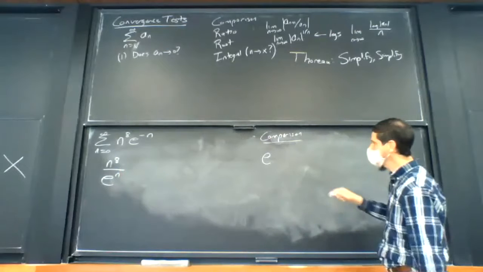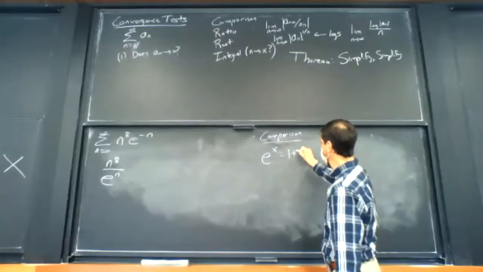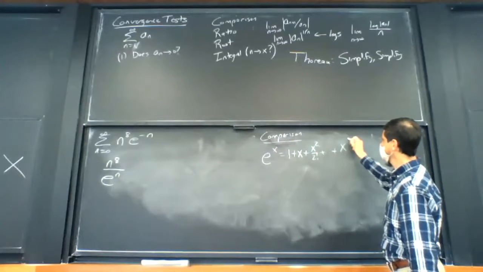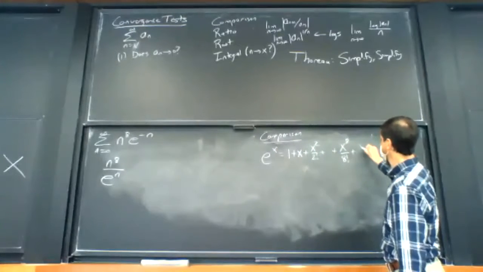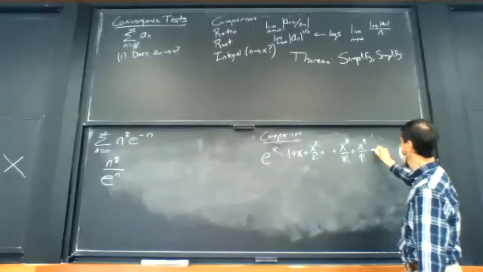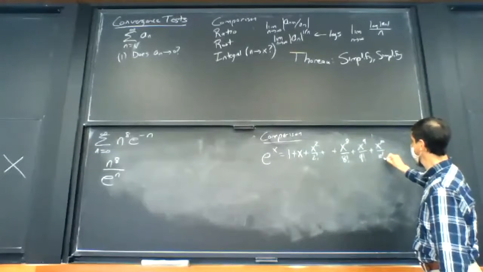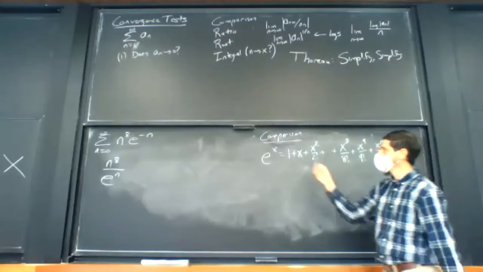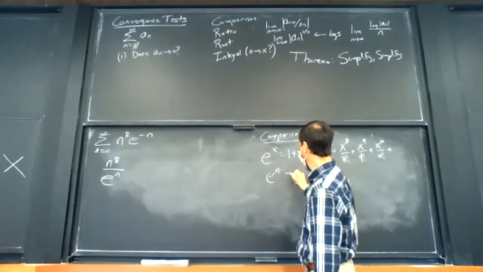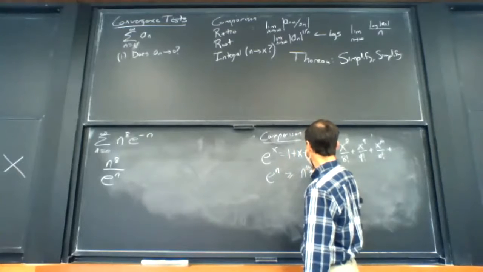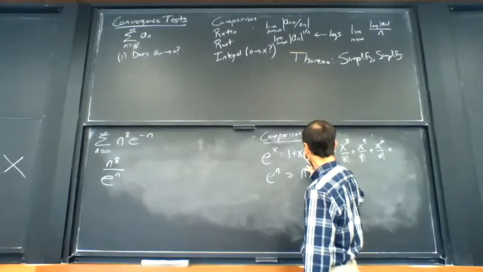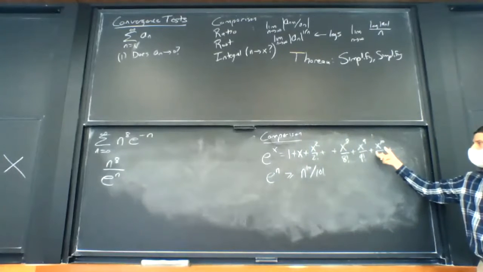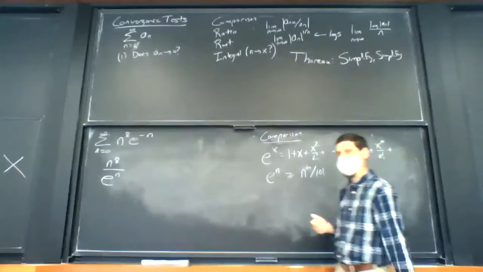Okay, well, let's see. If I look at e to the x, this is 1 plus x plus x squared over 2 factorial, and so on, x to the 8 over 8 factorial, x to the 9 over 9 factorial, x to the 10 over 10 factorial, and so on and so on. Well, if I look at e to the n, this is going to be greater than or equal to n to the 10th over 10 factorial. And the reason is I can drop all the terms but 1, and since it's a positive number, if I drop the terms, I'm just making it smaller.